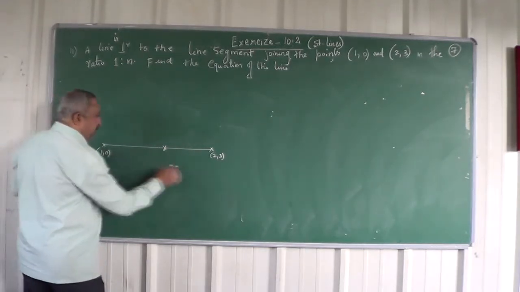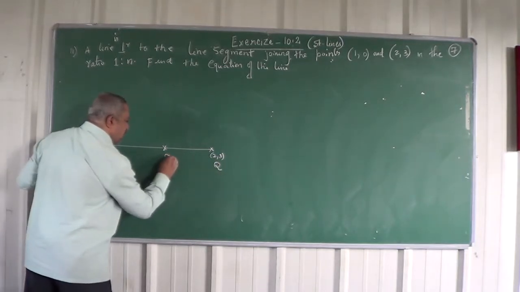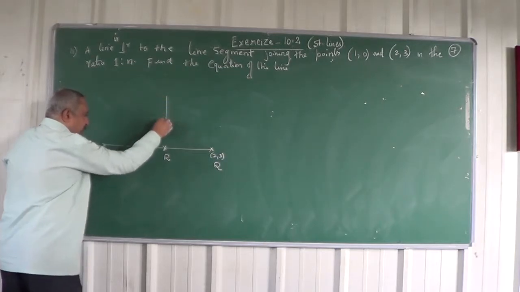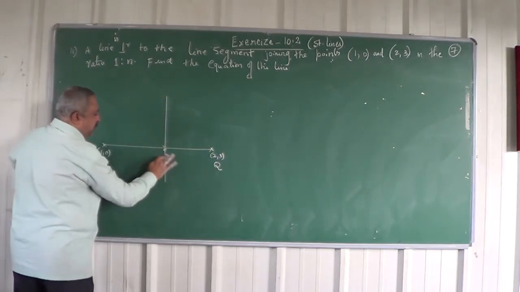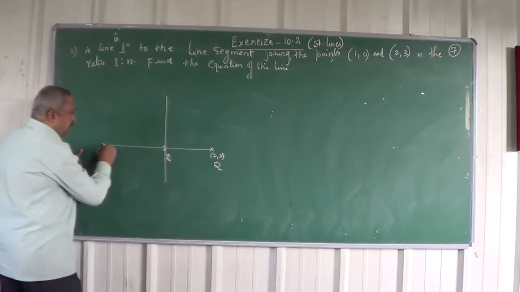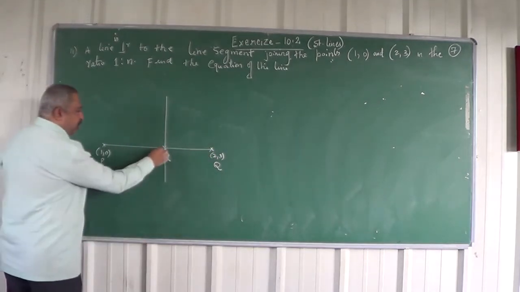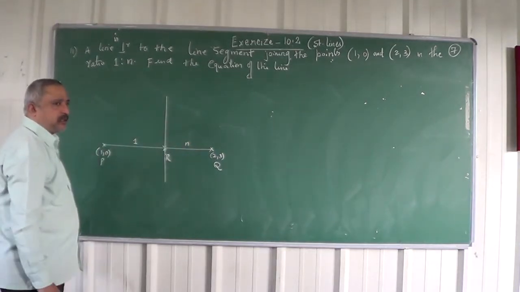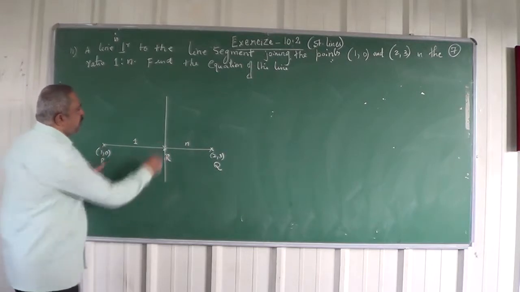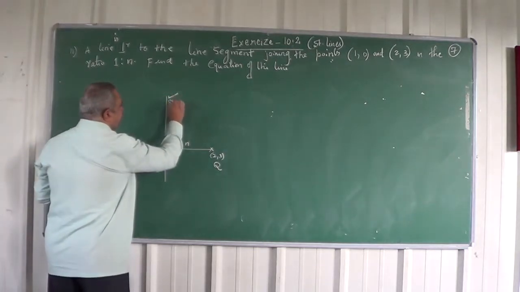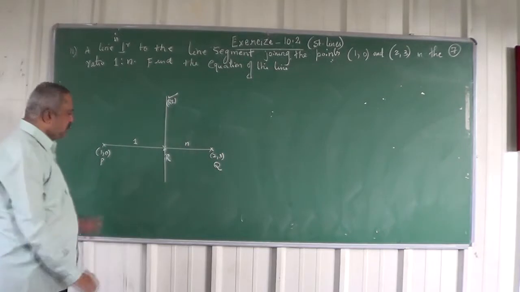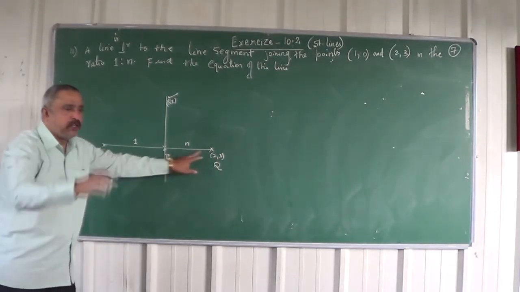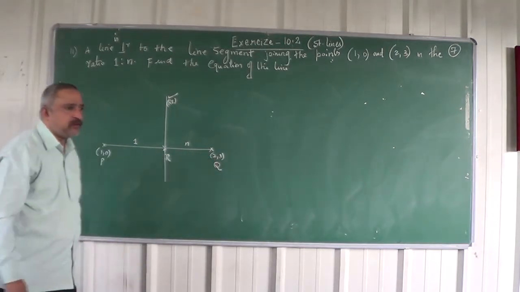Let us say this is P, this is Q, and this is R. There is a line which is perpendicular to the line segment such that the line segment PQ is divided by the point R in the ratio 1:n. Now we have to find the equation of this line. This is the required line. This is not the required line. Why? Because if this were to be the required line, one would have easily found it by using the 2-point formula.